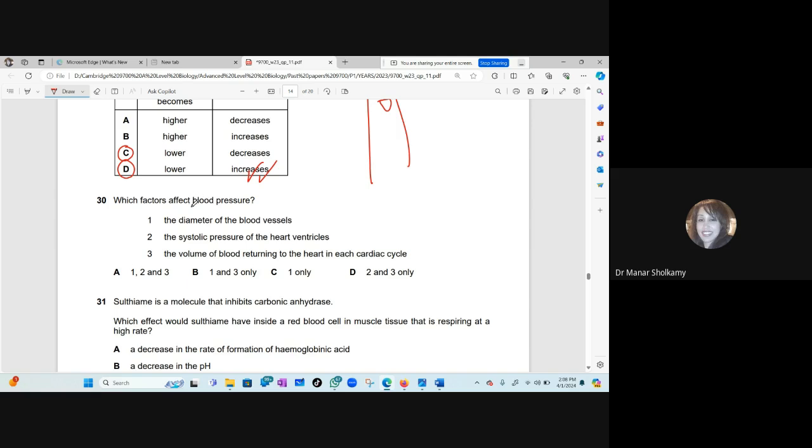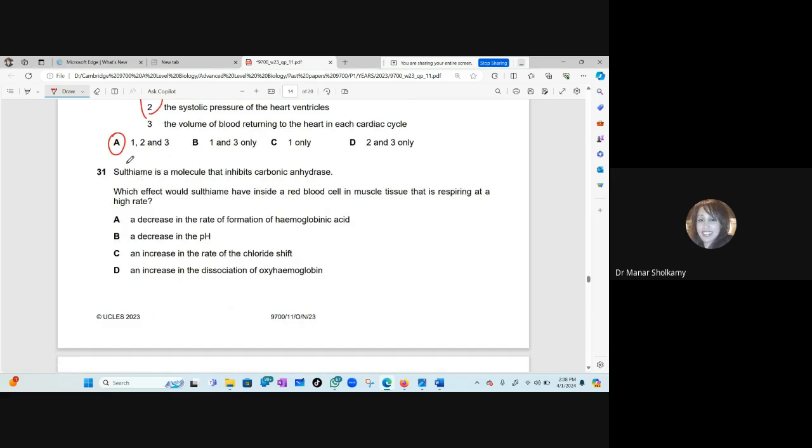Okay, Adham. We have the last 10 questions, and then I'll leave you alone. Which factors affect the blood pressure, Adham? Diameter, systolic pressure of the heart ventricles, and the volume of blood returning to the heart in each cardiac cycle. A. Yes. You know why I would choose A? Because 1 and 2 are definitely correct, but I don't find an option with 1 and 2 only, so it's A.